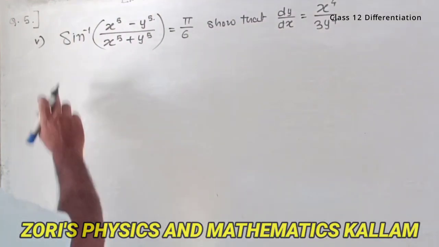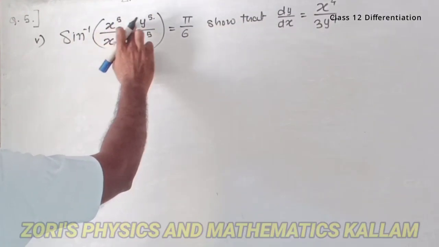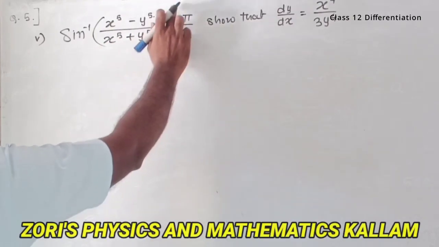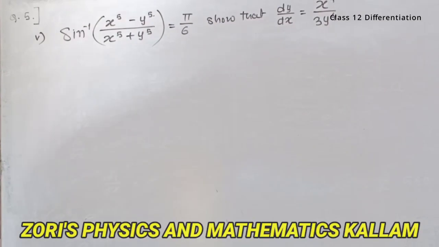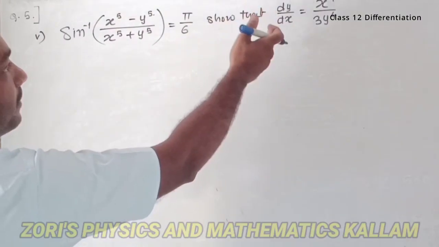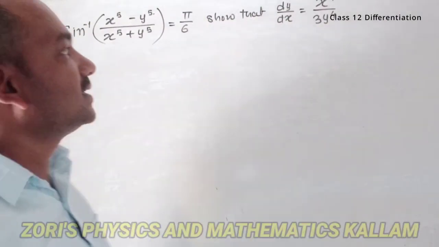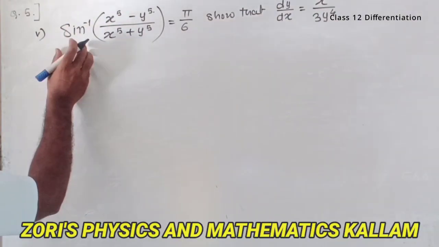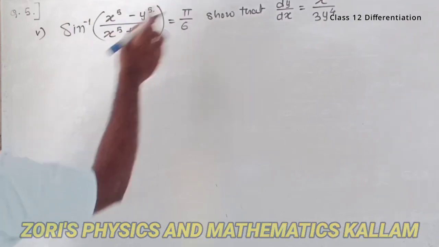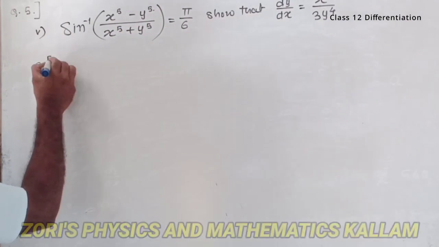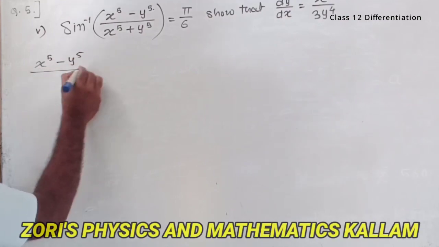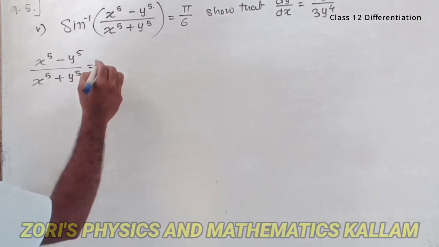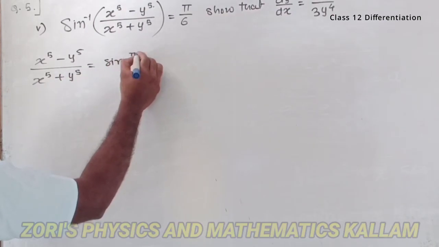So here in the question, sine inverse of x to the power 5 minus y to the power 5 upon x to the power 5 plus y to the power 5 is equal to pi by 6, that means 30 degrees. Then we have to show that dy upon dx is equal to x raised to 4 upon 3y raised to 4. So first we shift this sine inverse here. So we have x to the power 5 minus y to the power 5 divided by x to the power 5 plus y to the power 5 is equal to sine of pi by 6.